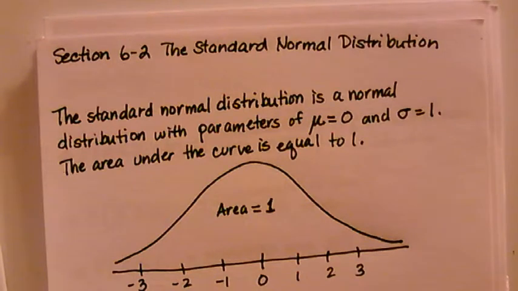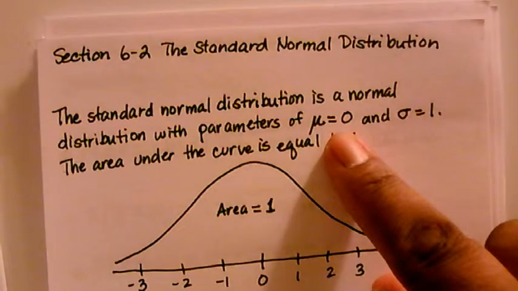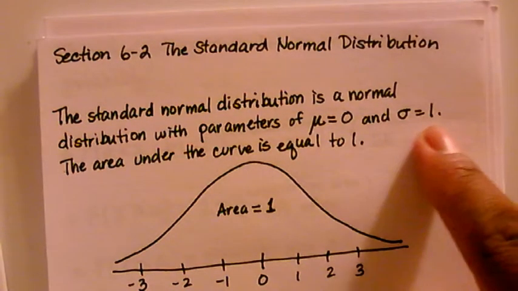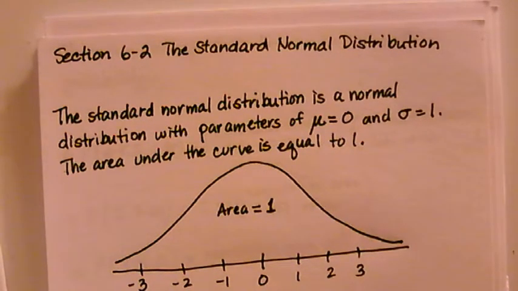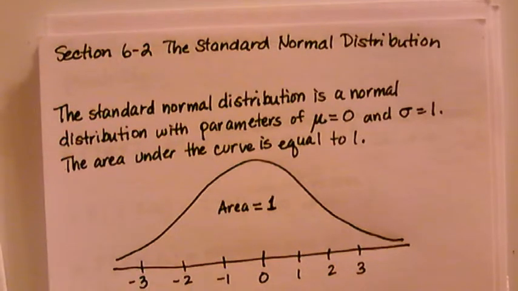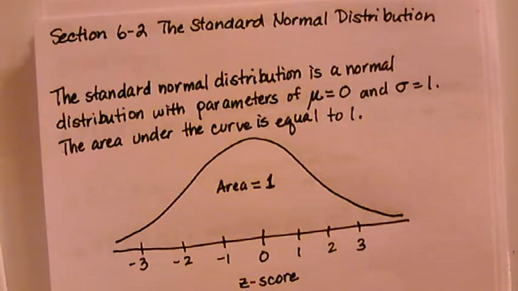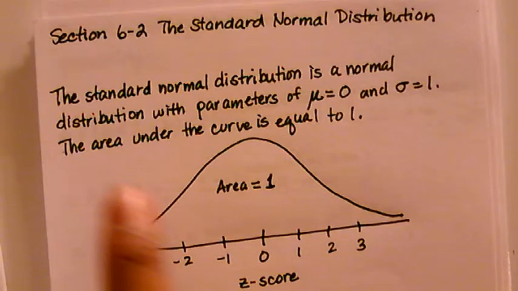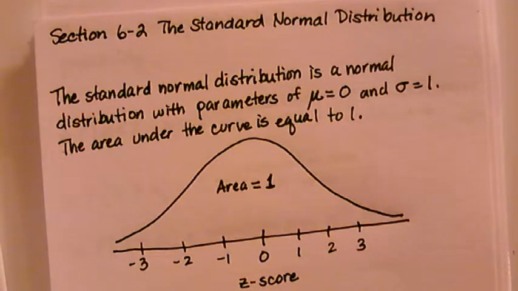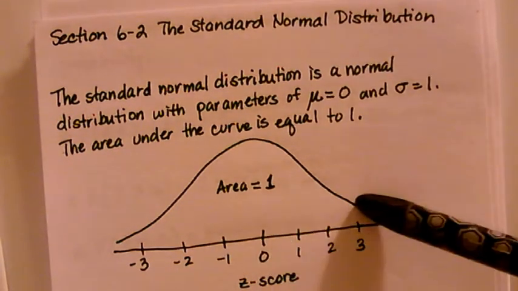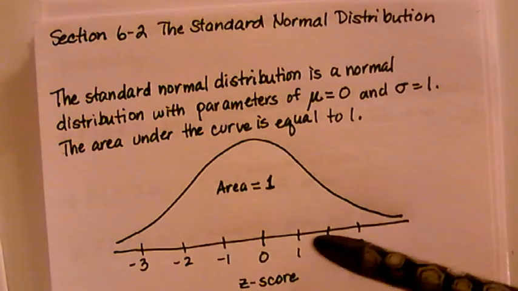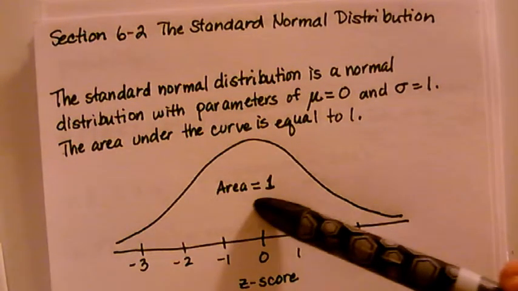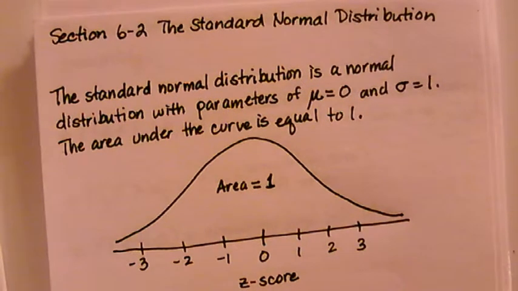Okay, the definition of a standard normal distribution is a normal distribution where the parameters are this. Mu, which is your population mean, is equal to 0, and sigma, your standard deviation, is going to be 1. So this is what a standard normal curve looks like. Also, the area underneath the curve is going to be equal to 1. Here, the horizontal axis is your z-score. The area underneath the curve is always going to be 1.